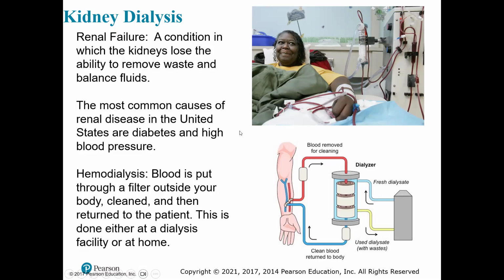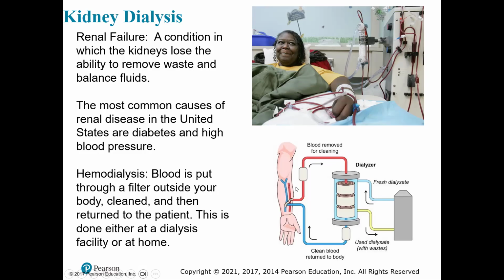Now, the two major types of dialysis are hemodialysis, where blood is filtered through a machine that cleans it, removes the wastes, and makes sure that the right amount of water and sodium and everything is in it. And then it is put back into the body.